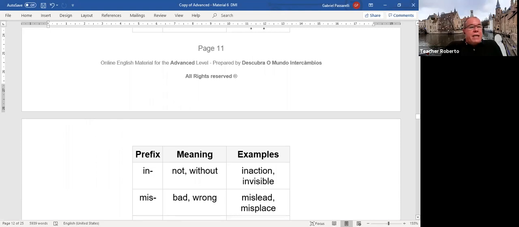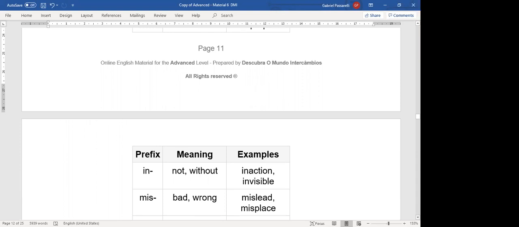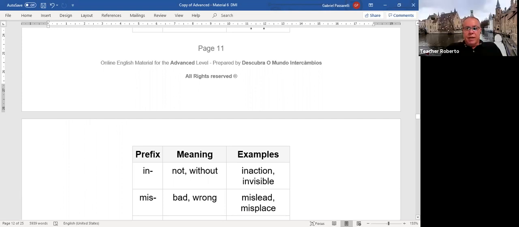If the word begins but not with P or not with L, we are going to add what, Erica? Or Regina? Prefix in, meaning not, without. Examples: inaction, invisible. Action, inaction, visible, invisible. That means not visible, not possible to see, okay?